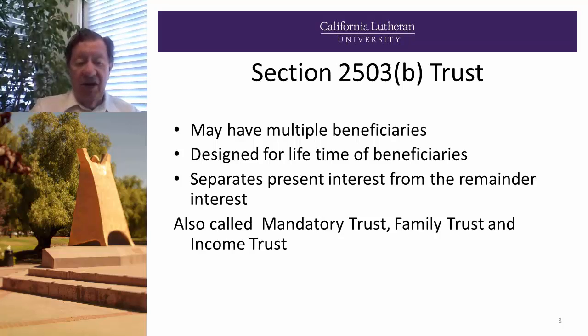Now, one of the things you have to be careful of in this nice trust is to make sure the trustee isn't in a general power of appointment. So if you have one of your children being the trustee, they are going to have a conflict of interest in effect, so it gives them a general power of appointment. And if that's true, they need an ascertainable standard or 5x5 power. So it's also called the mandatory trust, family trust, and income trust. Again, lots of names.